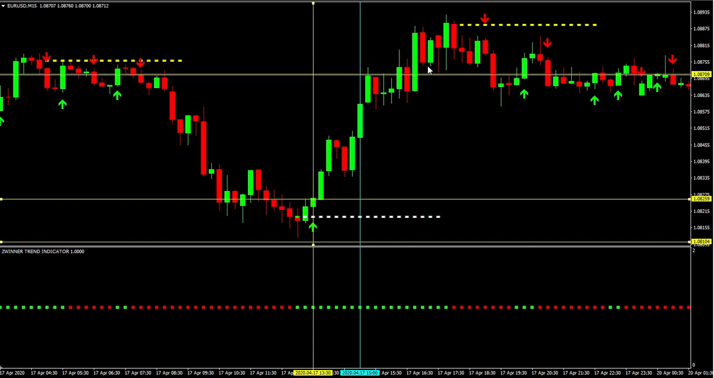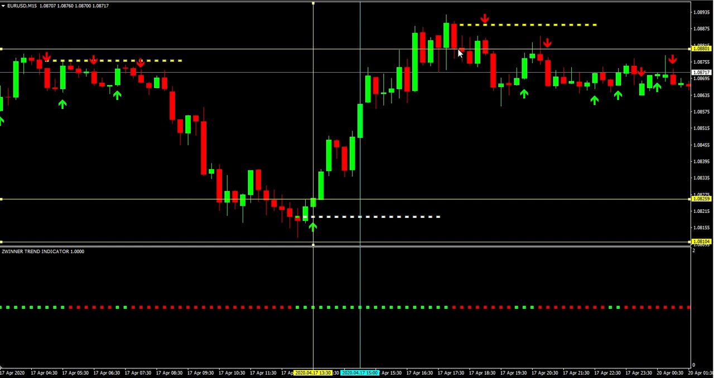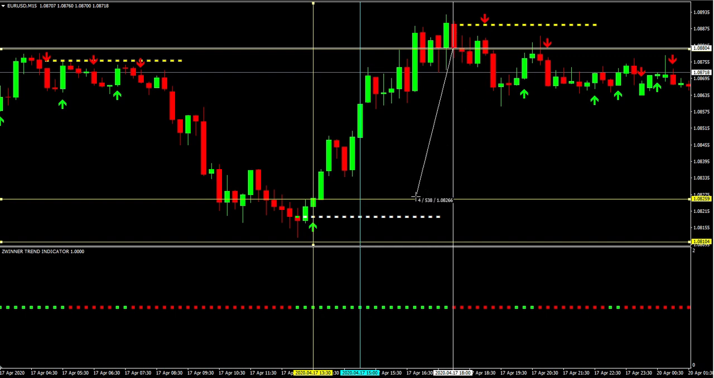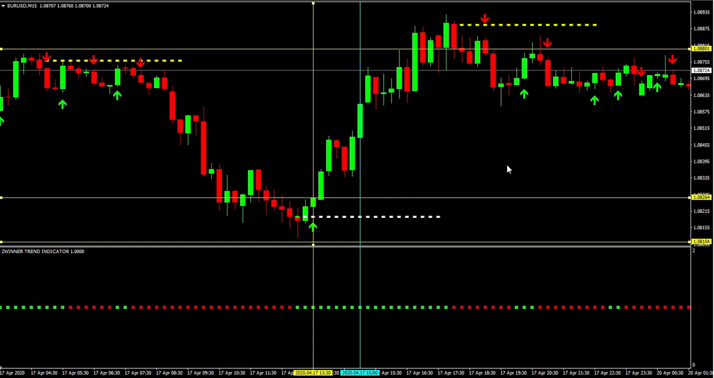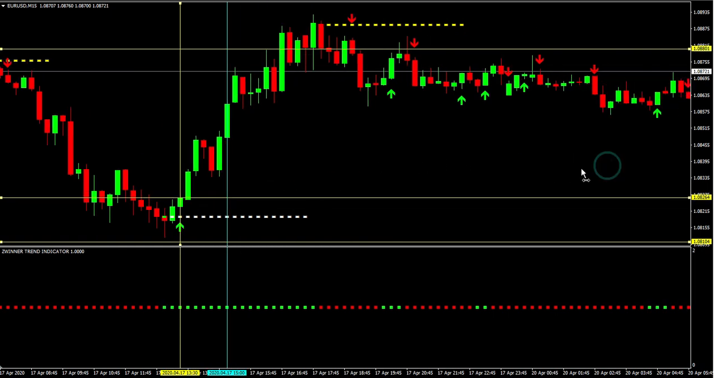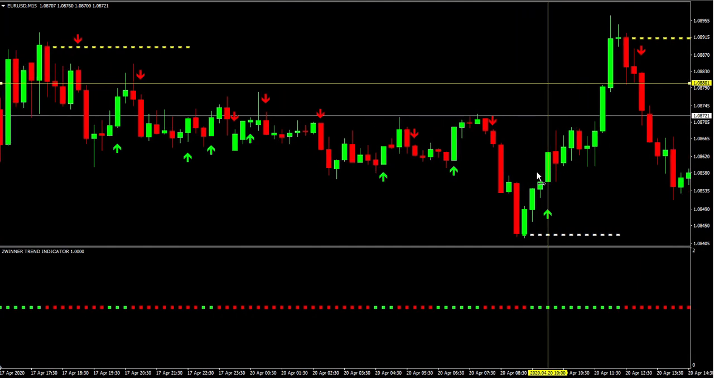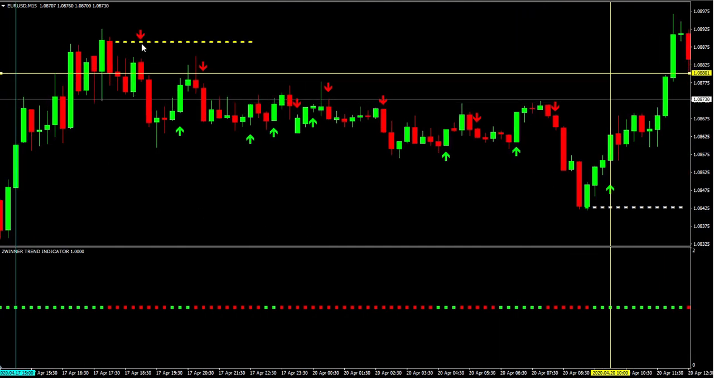The exit signal we get at the first dot of the resistance level, which will be here at the close of the candle and open of the new candle. So we exit here and we make a profit of 54 pips. This is on the 15 minutes time frame. Now we get our next signal here. You get the resistance level, you get the arrow here. So let's put a line, go below.